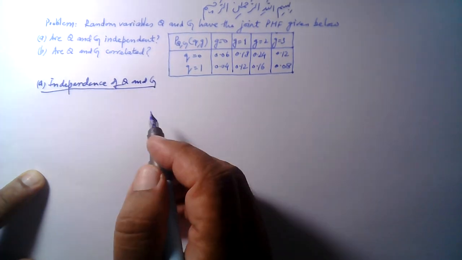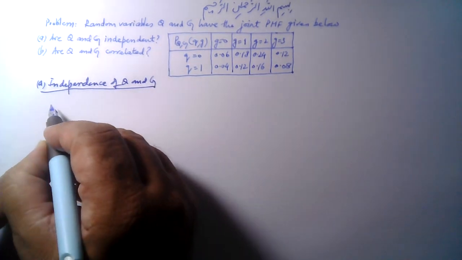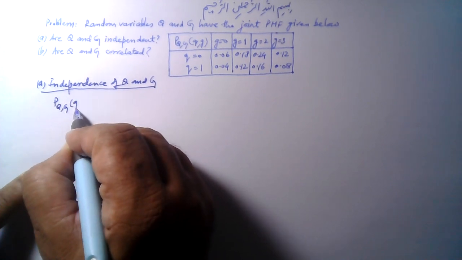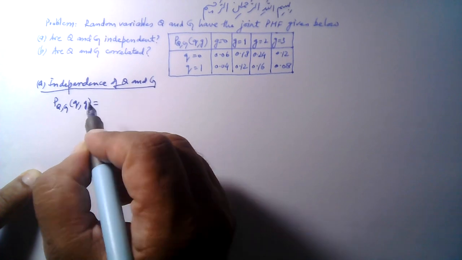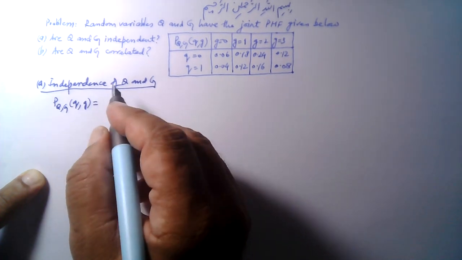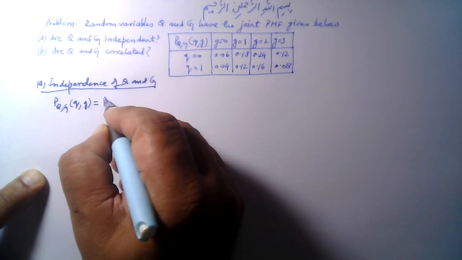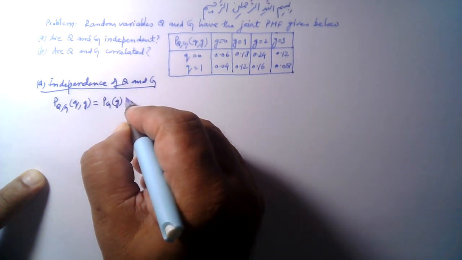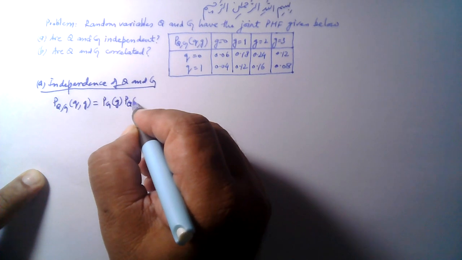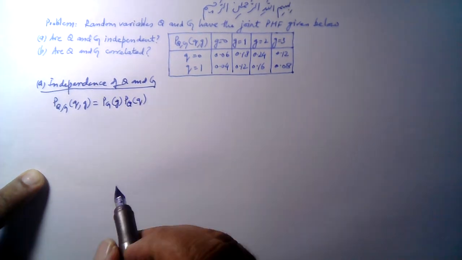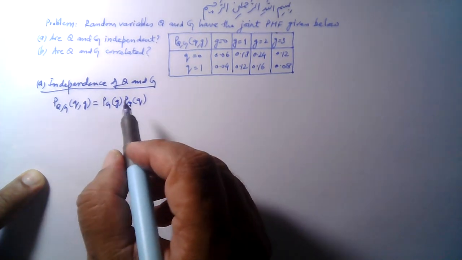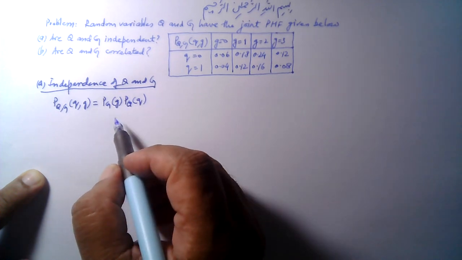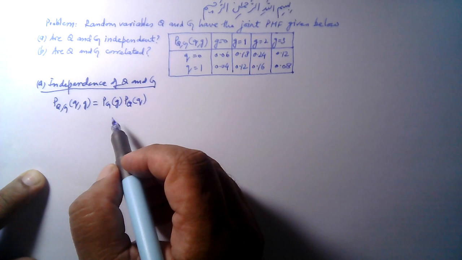So the two random variables Q and G are independent if and only if their joint PMF, represented by this, is equal to the product of their marginal PMFs. So marginal PMF of G multiplied by the marginal PMF of random variable Q. If this equality is true for the random variables Q and G, only then we can say that random variables Q and G are independent.